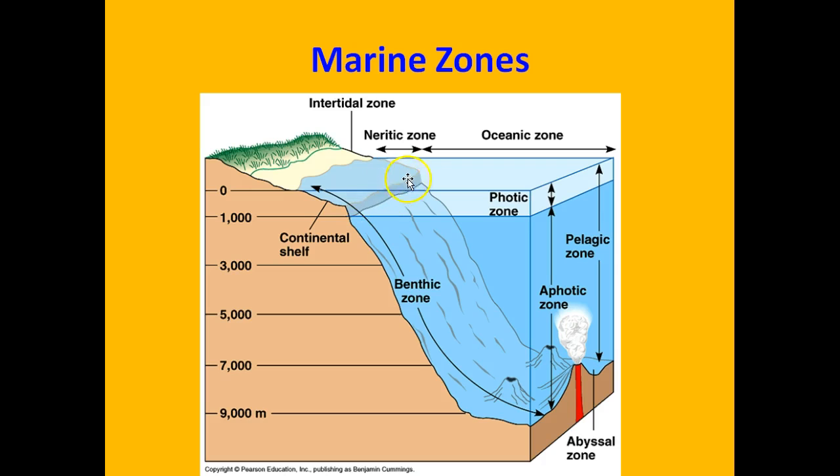Okay? From here out is the open ocean, or otherwise called the oceanic zone. And here we have the other layers that we talked about, the top 200 meters or so being the photic zone, and below that being the aphotic zone. Notice they've also done a nice job labeling the benthic zone here, which is the lowest level of this particular ocean, including the sediment surface.